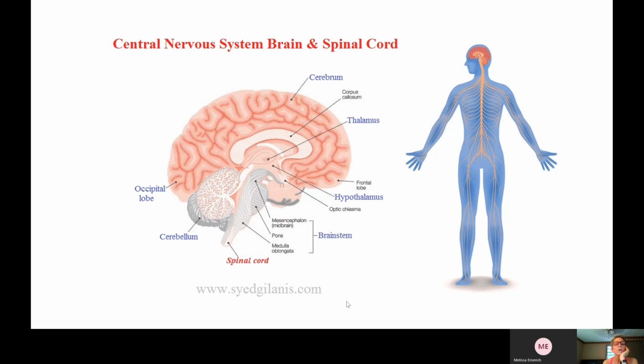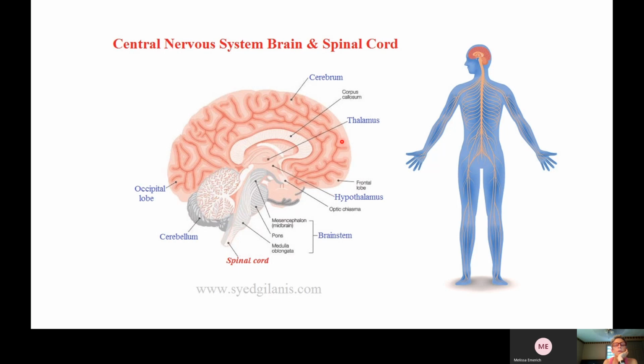Here's the picture of the central nervous system and the spinal cord. And as we mentioned, the spinal cord connects to the brainstem. There's the medulla oblongata, the pons, and then the midbrain, also known as the mesencephalon. Mesos means mid, and encephalon means brain, so midbrain. Cerebellum towards the back, which is responsible for coordination. Occipital lobe, which is part of the cerebrum, the larger part of the brain. This has to do with your vision.